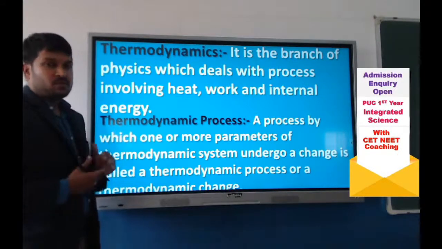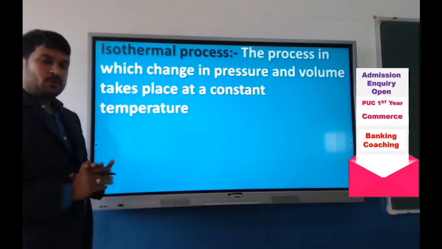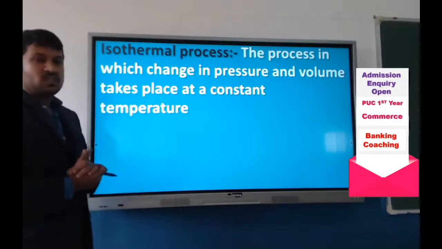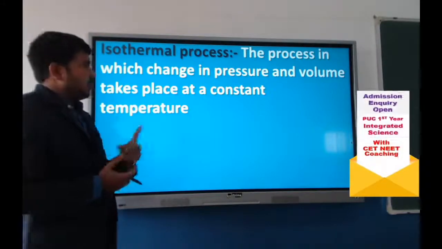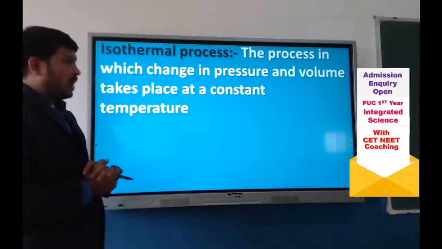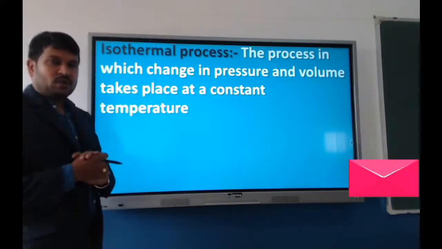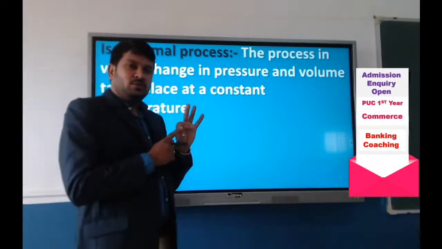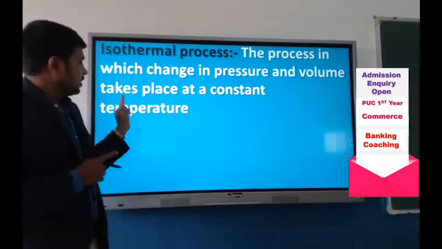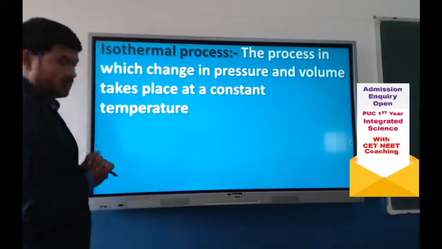We are studying different thermodynamic processes. I'll begin with the first one, the isothermal process. What is that? In the isothermal process, pressure and volume change, but temperature is constant. Only pressure and volume change while temperature stays constant. Such a process is known as an isothermal process. Yes, next one.